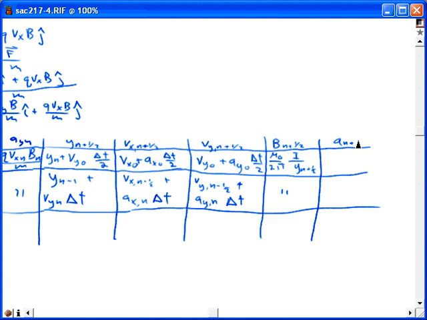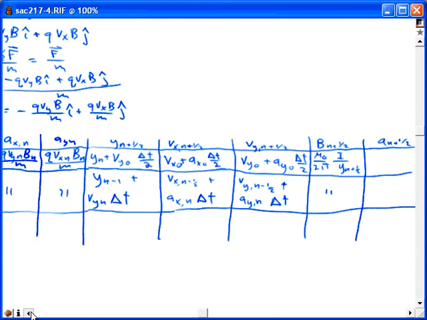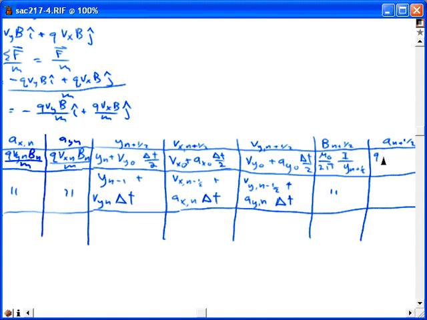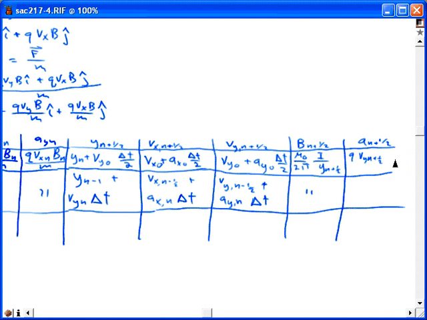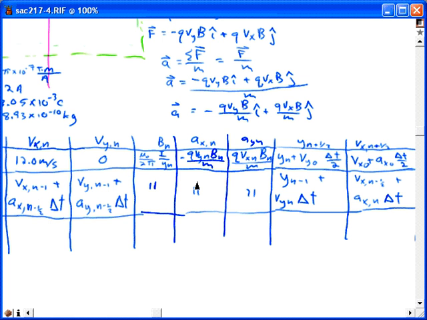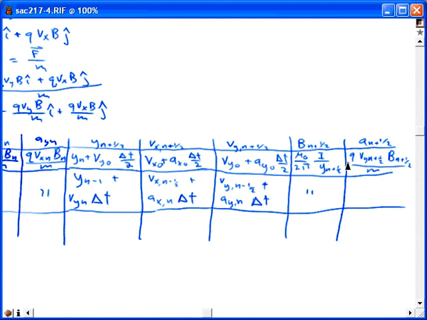And then the a n plus a half, I'm thinking it'll be a similar expression to what we had here. Q Vy n plus a half, so the value over here, and then B n plus a half, the value right there, and I think that's just all over m. Take a look back. Yeah, all over M. And then the other one, oh, there's a minus sign in there. So make sure we get that minus sign.